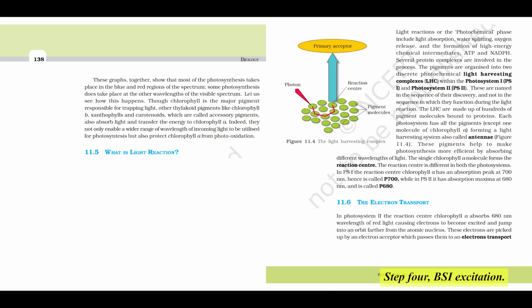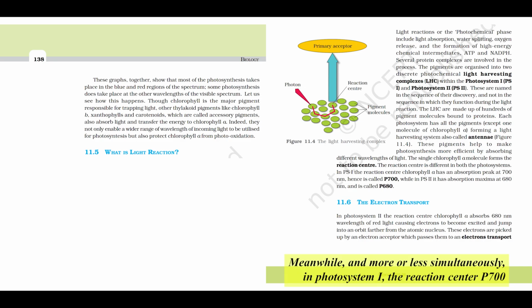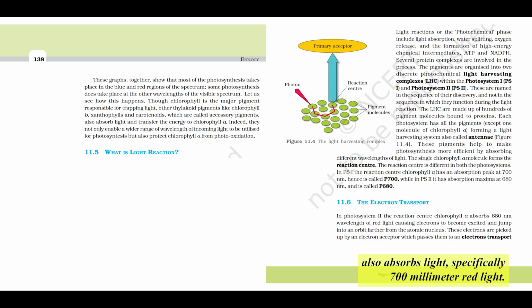Step 4, PSI excitation. Meanwhile, and more or less simultaneously, in photosystem I, the reaction center P700 also absorbs light, specifically 700 nanometer red light. This excites its electrons, causing them to jump to a higher energy level and be transferred to another electron acceptor, one with an even higher energy level or more negative redox potential.